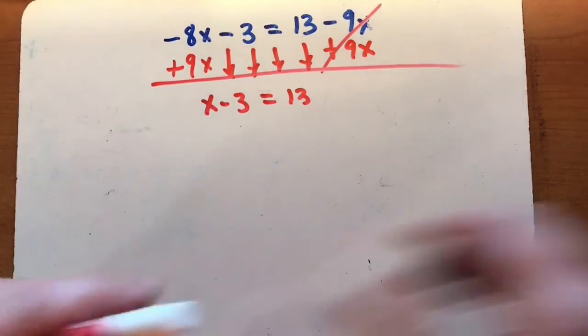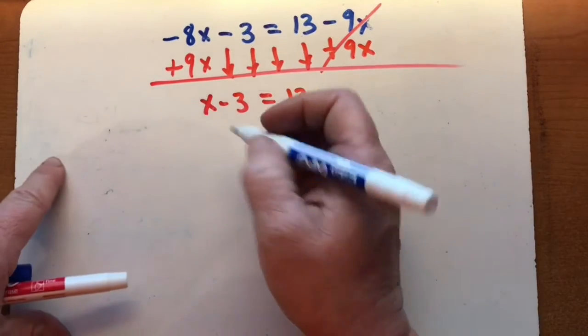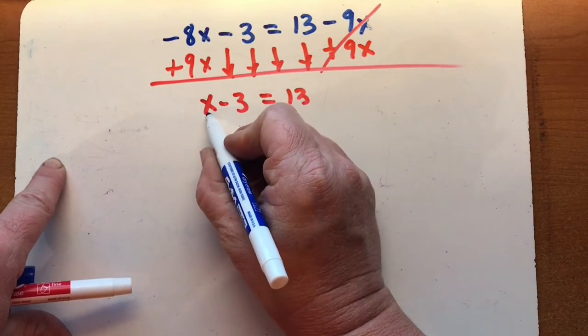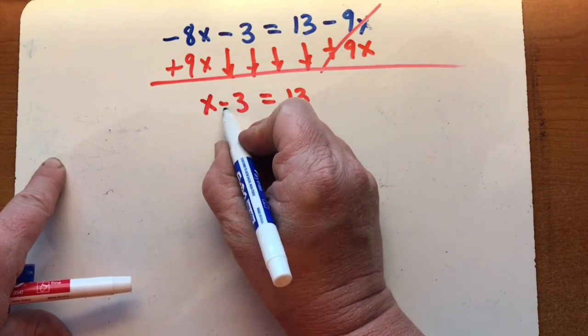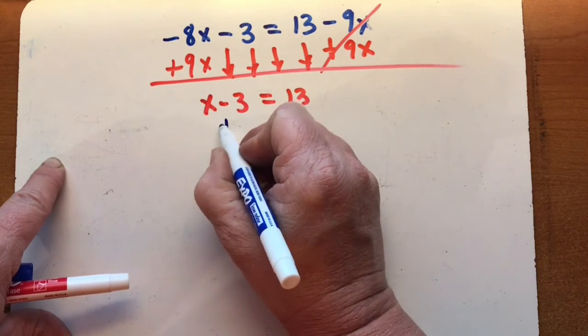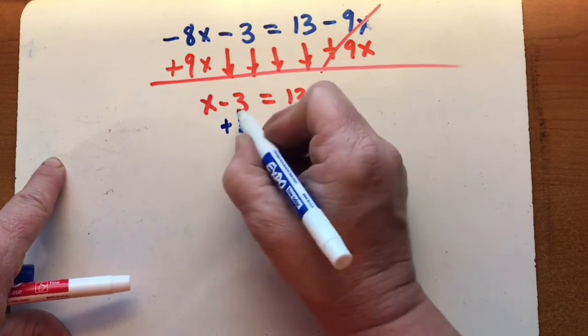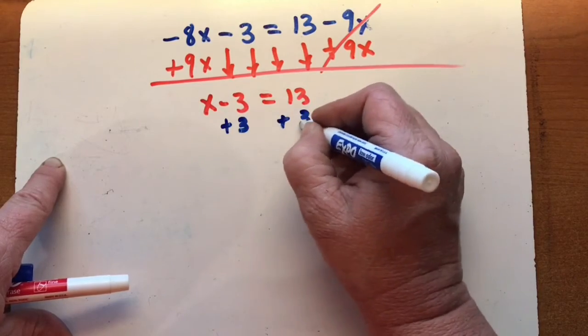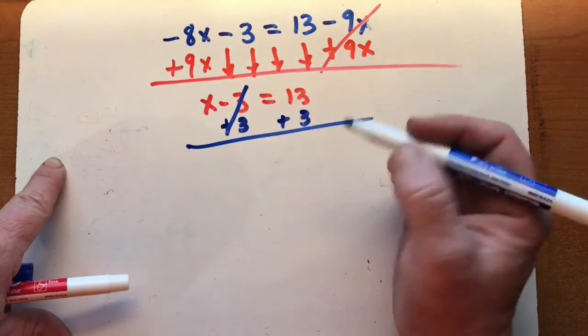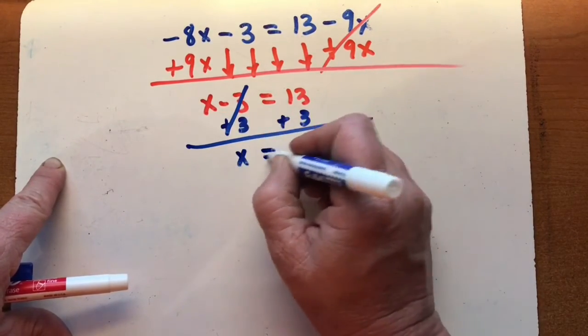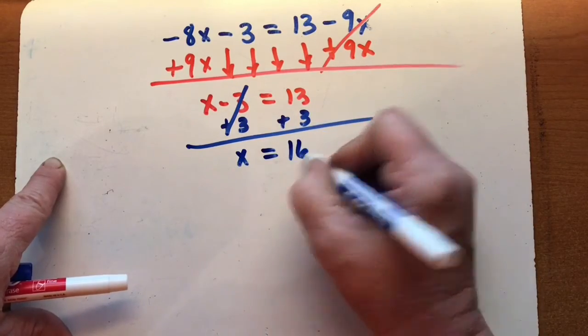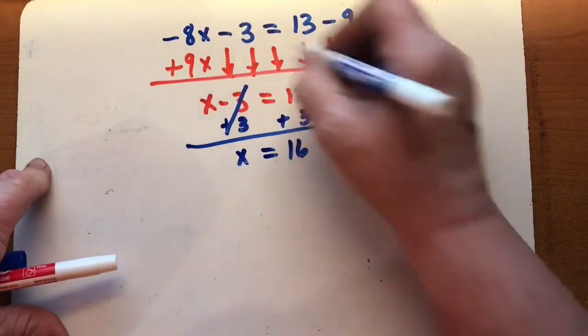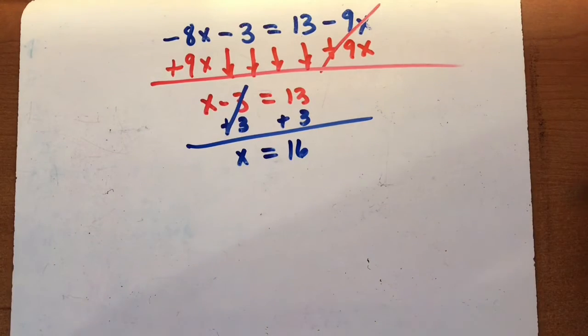it's back to the same stuff we were talking about. Okay, I have to isolate this variable by doing opposites. That's a subtracting of 3, so the opposite of subtracting is adding. Whatever I do to this side, I do the same thing to this side. This goes away. All I'm left with is x, and here is, what is that, 16. And if I plug 16 back in here, both sides will equal. Okay.